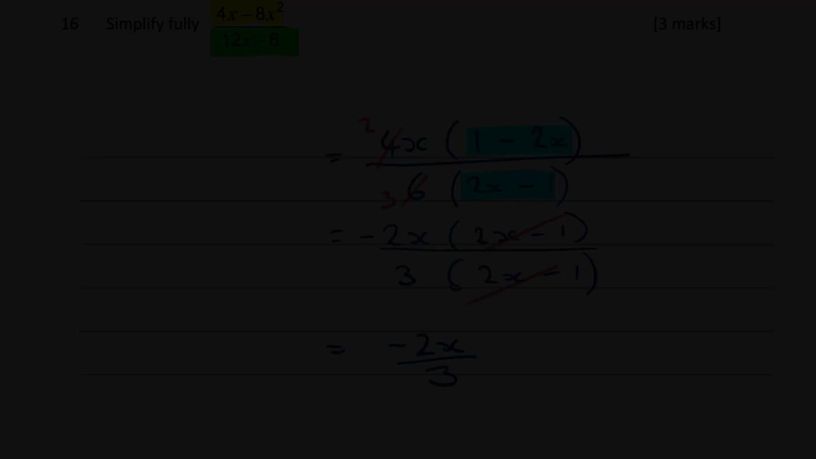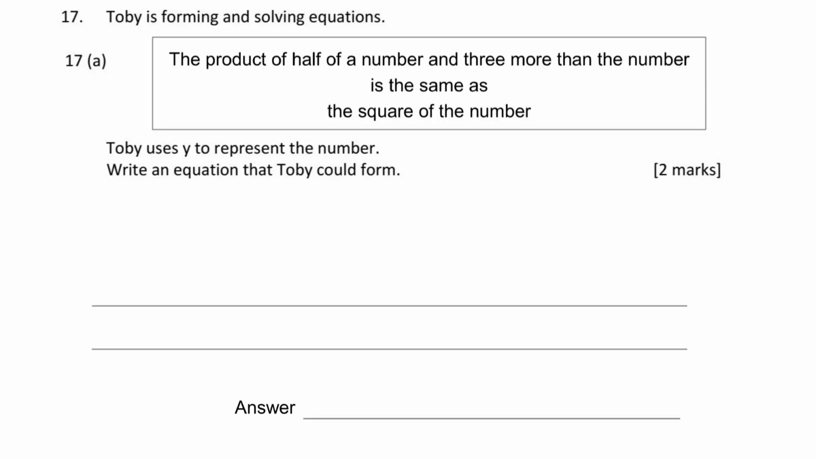Question 17. Toby is forming and solving equations. Now we're told that the product of half of a number and 3 more than the number is the same as the square of the number. Toby uses y to represent the number. Write an equation that Toby could form.